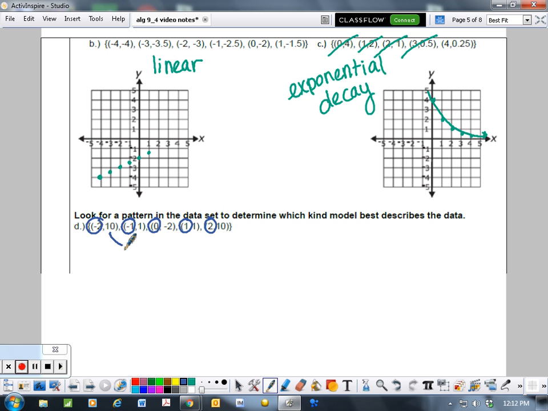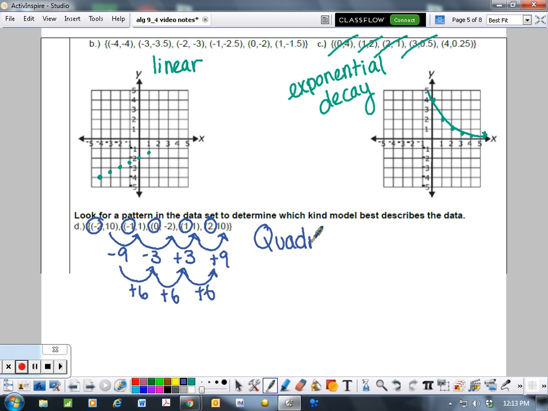Let's see, I'm going down 9, down 3, up 3, and then up 9. Okay, so now let's look at the differences here. It looks like I'm adding 6, adding 6, adding 6. There's some common difference, so this would be a quadratic, because on our second set of differences, it's common.